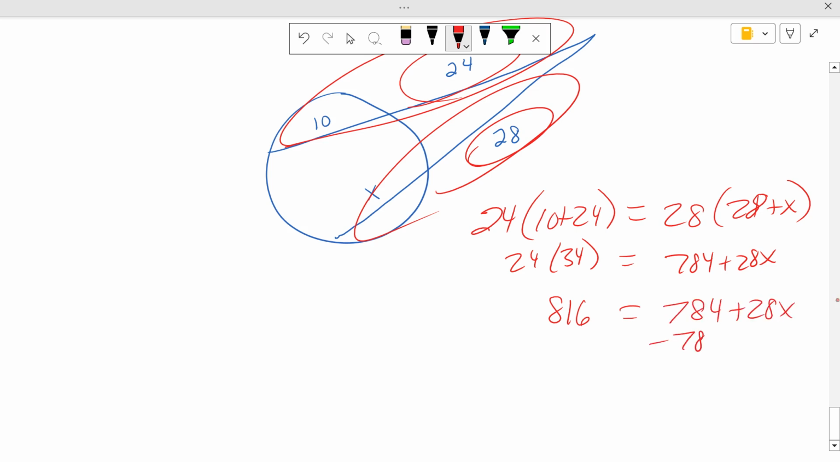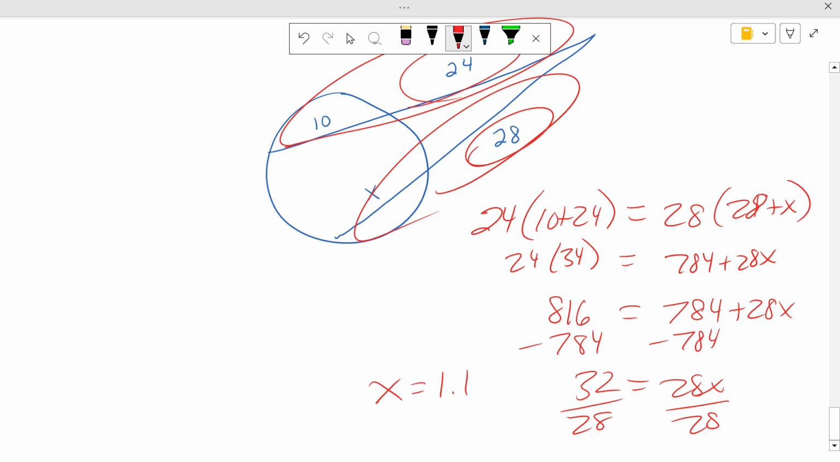So if we subtract 784 from each side, 28x equals 32. Divide by 28. X equals somewhere around 1.1. So the picture's off a little bit, but that's how you do it. Okay, outside times the whole thing equals outside times the whole thing.